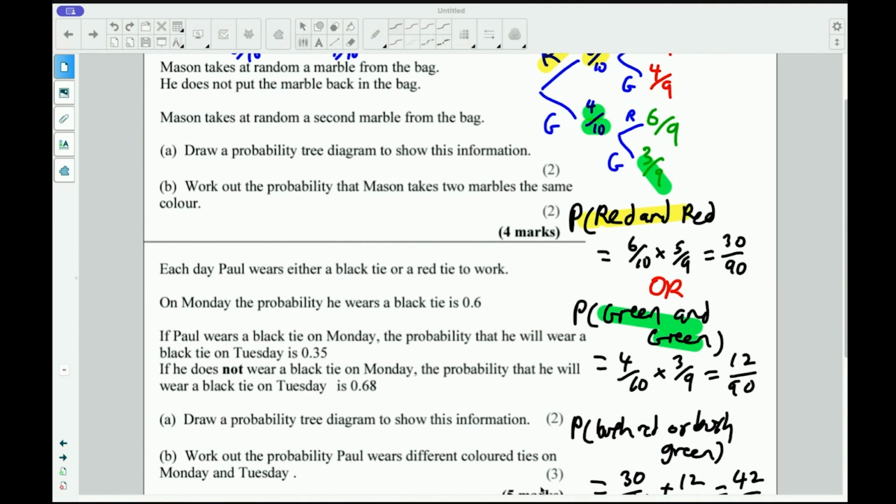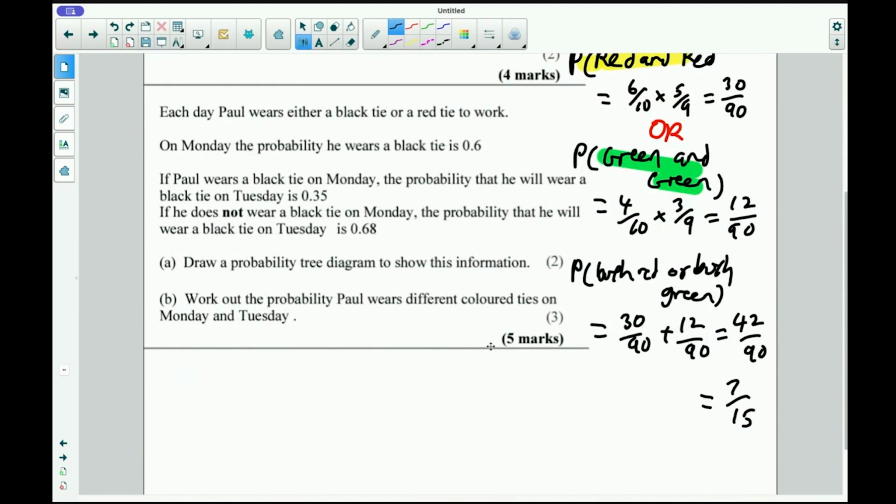Maybe I'll look at one that's a little bit more difficult, and then we'll head straight to probability equations, which I'm sure you guys are going to enjoy as well. So we've got Paul here. I'll put 2 minutes on a little timer here, and we'll see what we come up with.